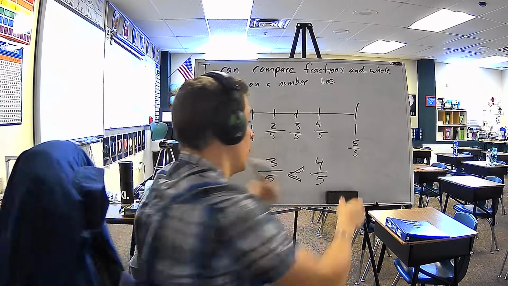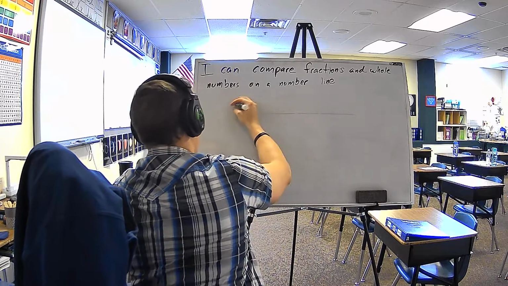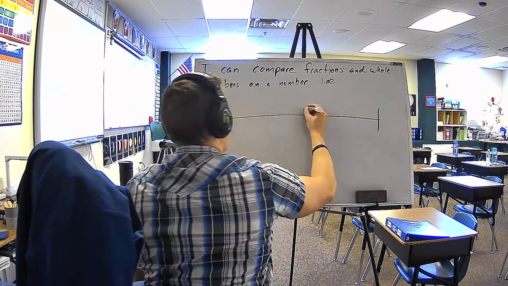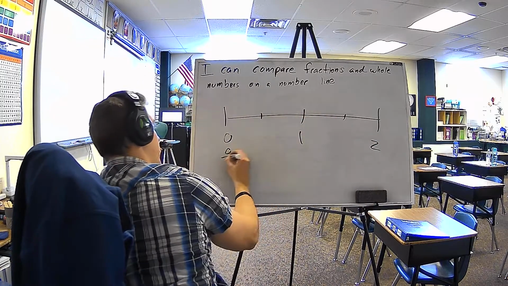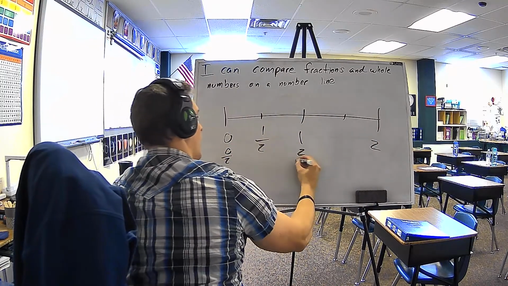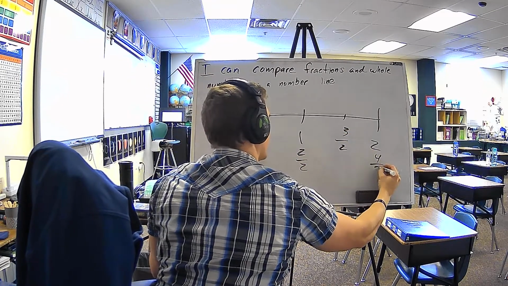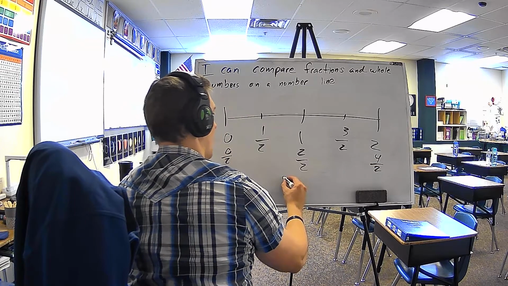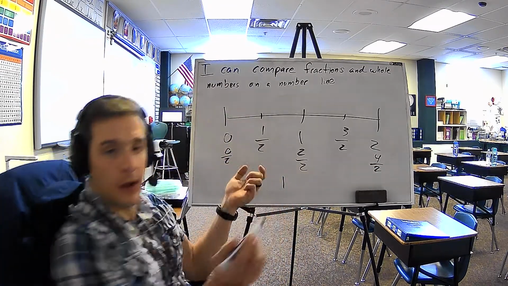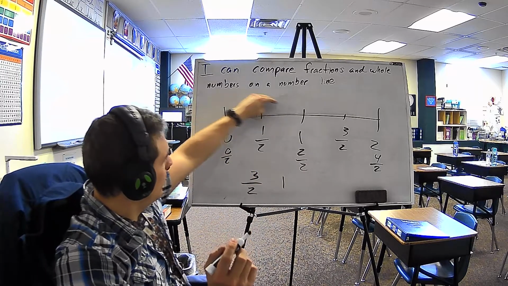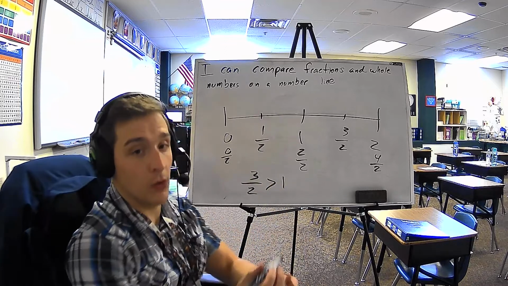We can do this with whole numbers as well. Let's say I'm dealing with halves. I have 0, make that a little longer. This is 0, 1, and 2. If I'm in halves, this would be 0 halves, 1 half, 2 halves, 3 halves, and 4 halves. And if I asked you what's bigger, 1 or 3 halves, well, go down the line. 1's here, 3 halves is over there, so 3 halves is greater than 1.